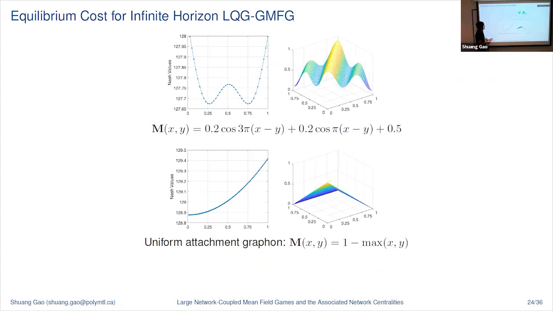So this is just an illustration for some particular structures. If you have a cosine graphon, you plot it here, you can immediately draw the curve for Nash values. And when you look at the uniform attachment graphon limit, you could do similar things.